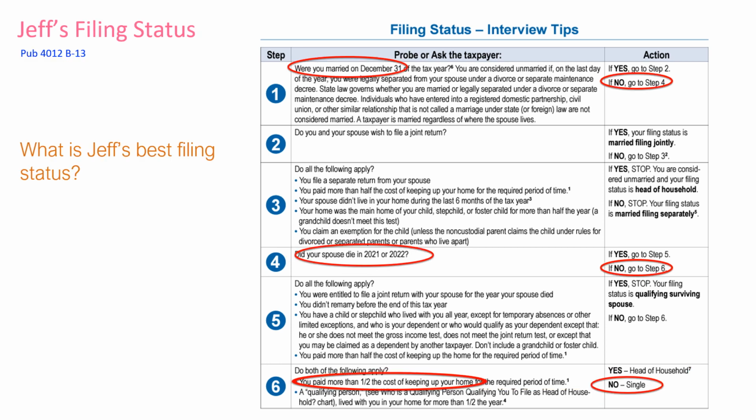What about Jeff's filing status? Like Nancy, Jeff was not married and did not have a spouse that died. For step 6, since he did not pay more than half the expense of keeping up a home, we answer no. Jeff will need to file single. This is true even if he claims one or both of his children as dependents.